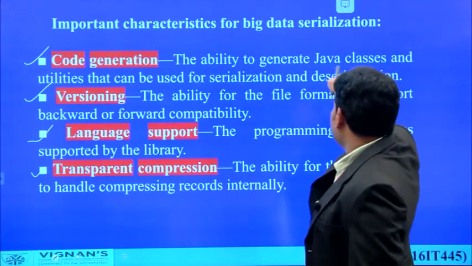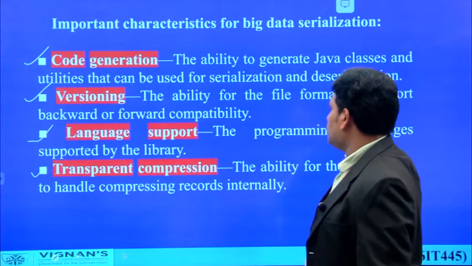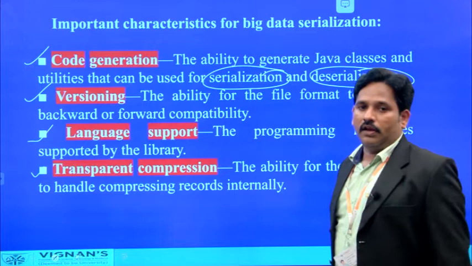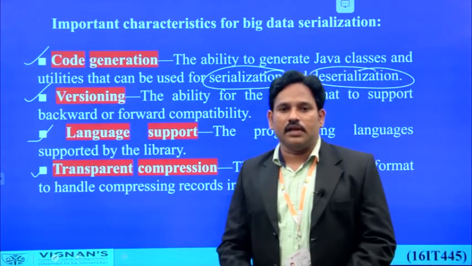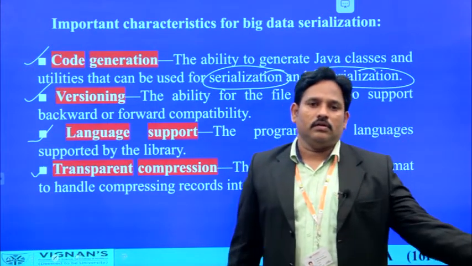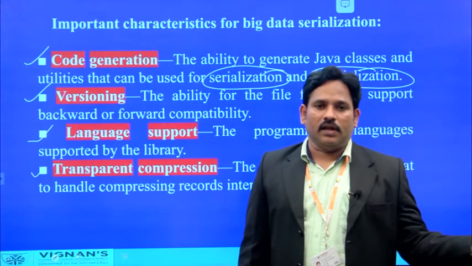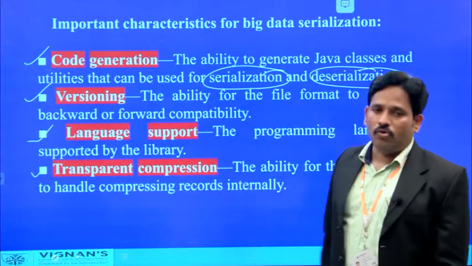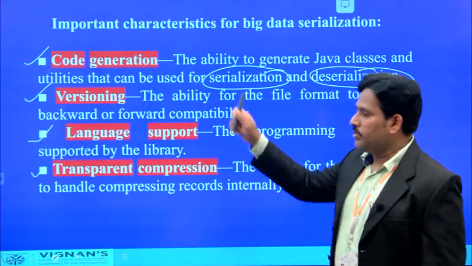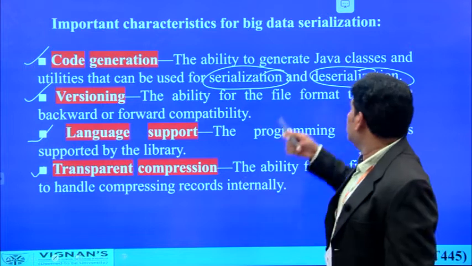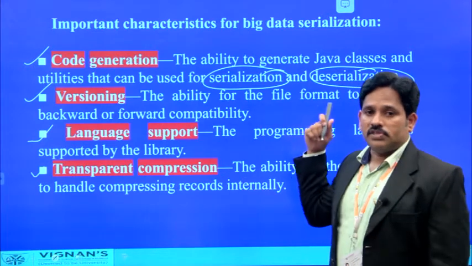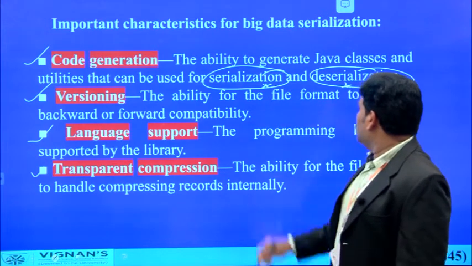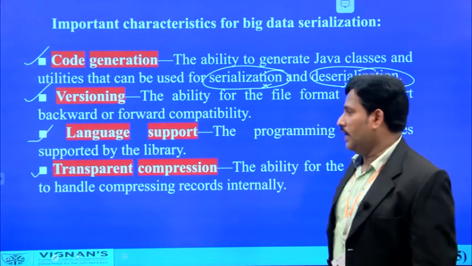The ability to generate Java classes and utilities that can be used for serialization and deserialization of the data. That means how we can start the serialization and how we can close the data serialization using the Java environment is going to be dealt with by code generation. That means code generation deals with how to generate Java classes and Java utilities in order to implement serialization and deserialization in a big data environment.